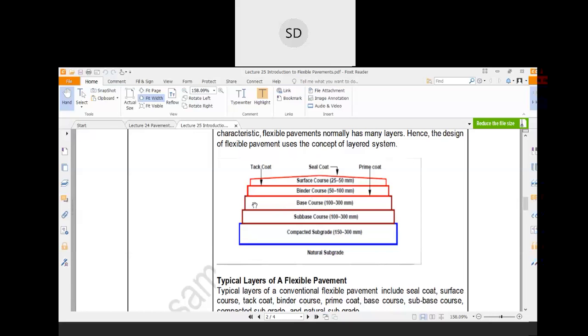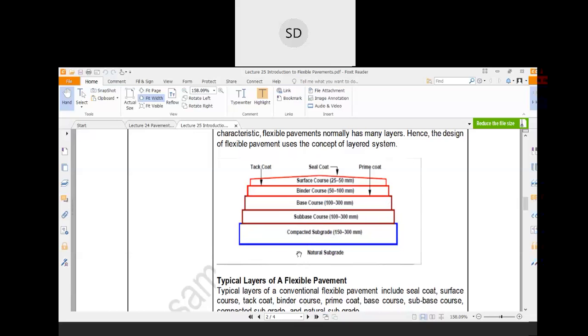Okay, and in between the base course and binder course there would be another layer of the bituminous material which is called prime coat. Beneath the base course there would be sub-base course. Sub-base course is again an aggregate layer where the aggregate would be much bigger size than the base course, and the quality of the aggregate would be inferior to the base course.